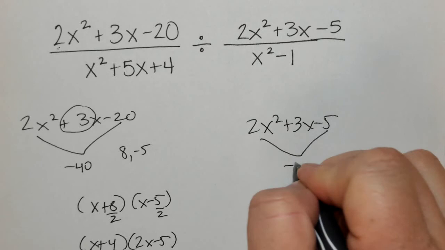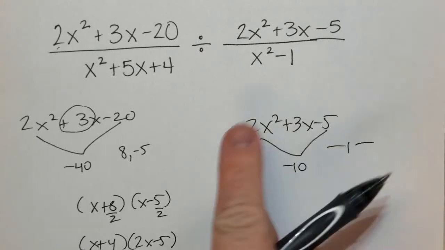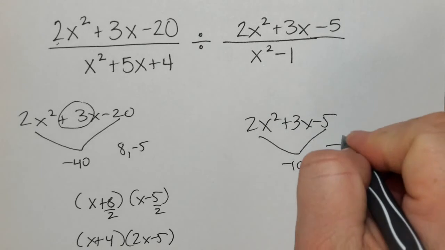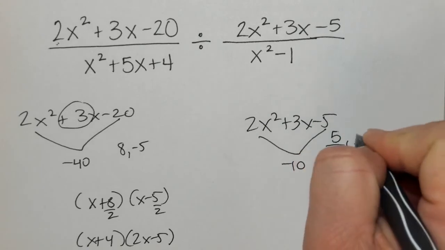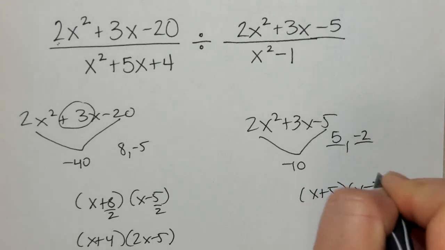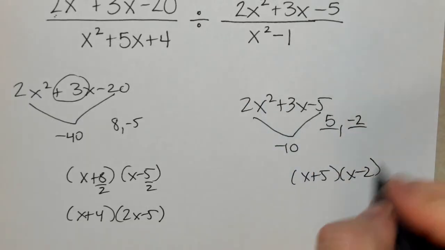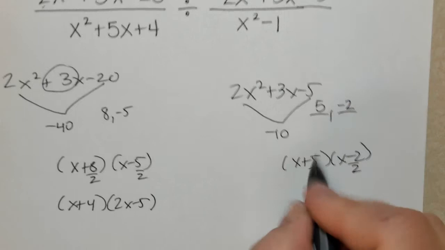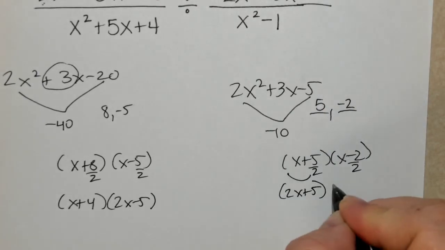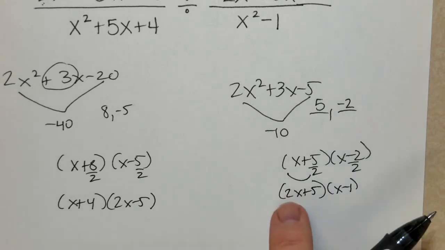2 times negative 5 is negative 10. Looking for a combination that multiplies to equal negative 10, combines to give us 3. That would be a positive 5 and a negative 2. So x plus 5 and x minus 2. But don't forget, the number out front is a 2. So 2x plus 5 and x minus 1.